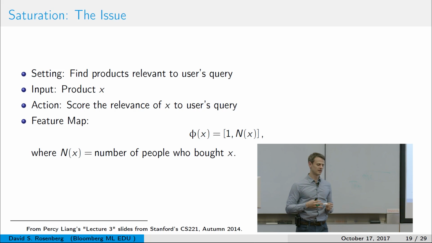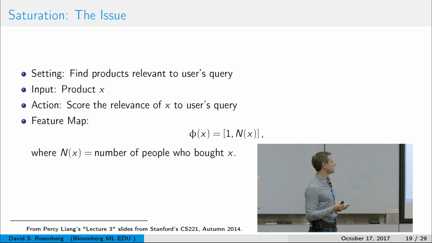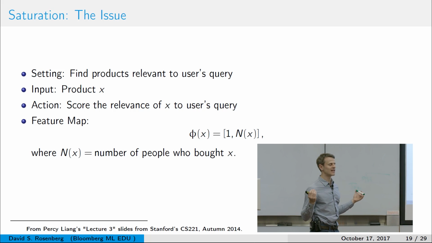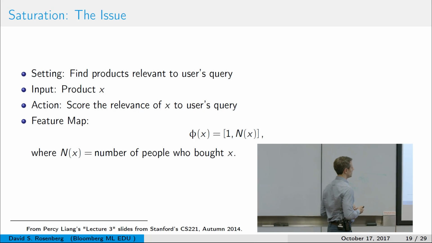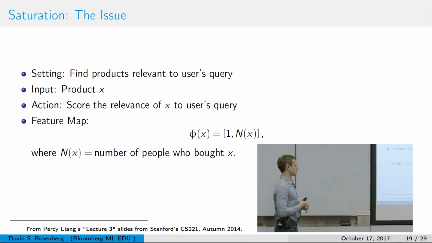We call this the saturation issue, where, yeah, more is better, but to a point, right? So 5 million is a popular product. If it's 50 million, it's not necessarily 10 times more appropriate to your query, right? So that's the issue with the saturation. And so what are some ideas on how to handle this one?